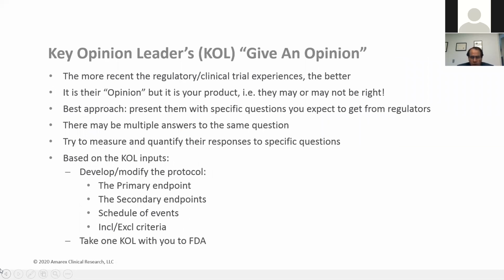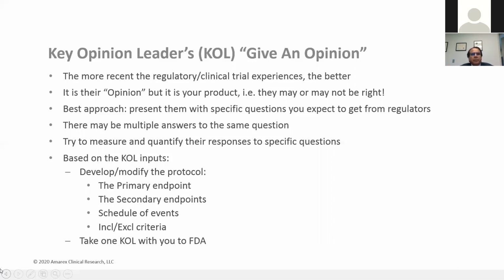Another element that some sponsors take advantage of, lately becoming more and more common, is key opinion leaders. Having a discussion before starting the study or even finishing the protocol, talking to a key opinion leader, allows you to know something different than what the end users tell you. The key opinion leaders will tell you about what is going on at the moment in that particular field where you are going to do a trial.